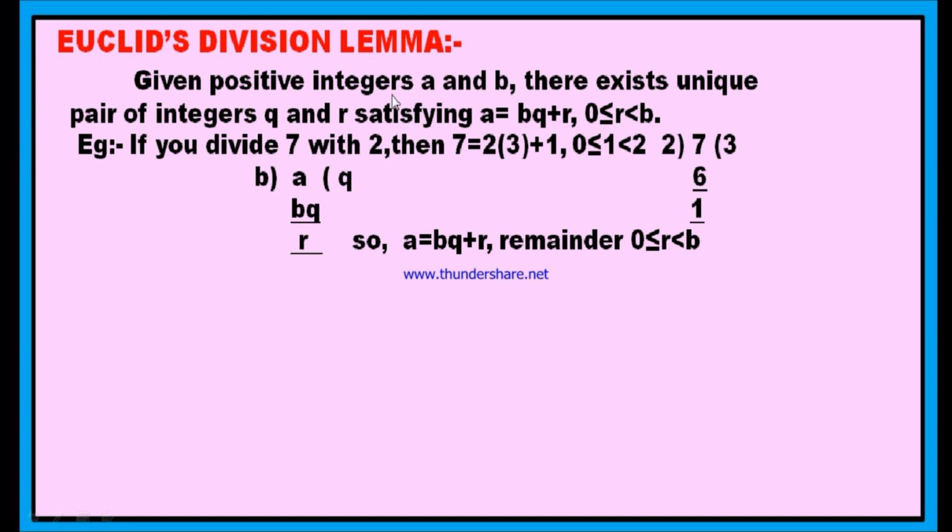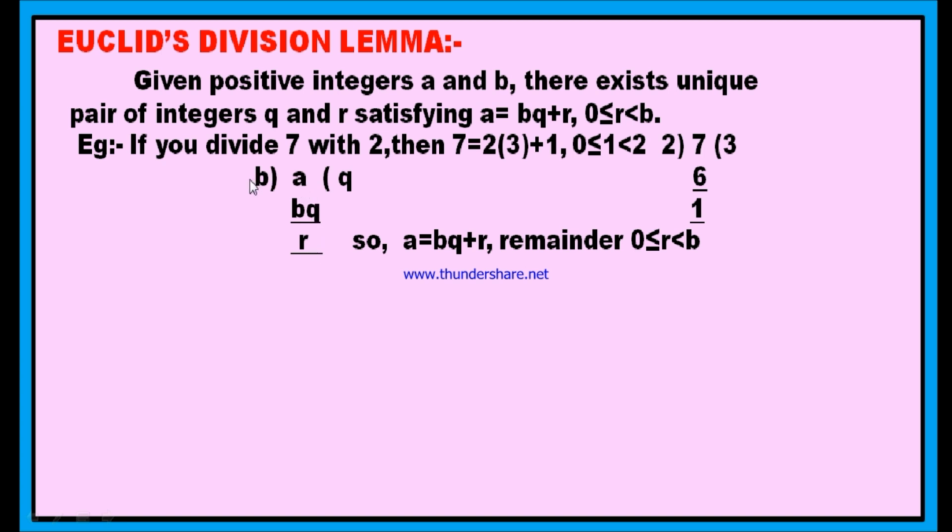Now, if you look at the statement, there are two integers a and b, where a is greater than b. Since a is greater than b, you can divide a with b. If you divide a with b, then there may be some quotient. Let us name the quotient as q. And there may be some remainder. Let us take the remainder as r.